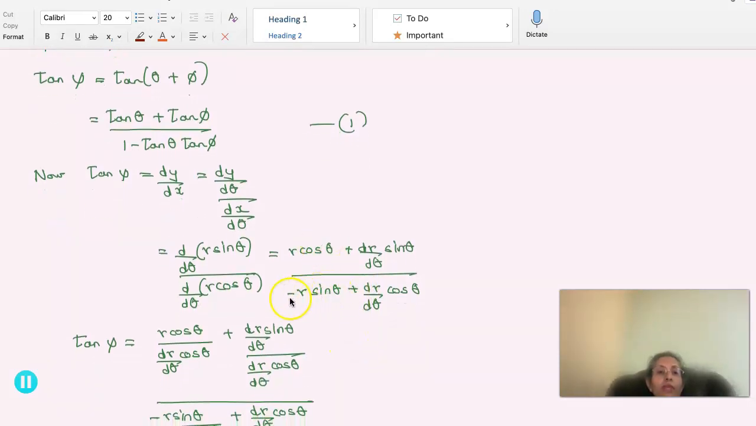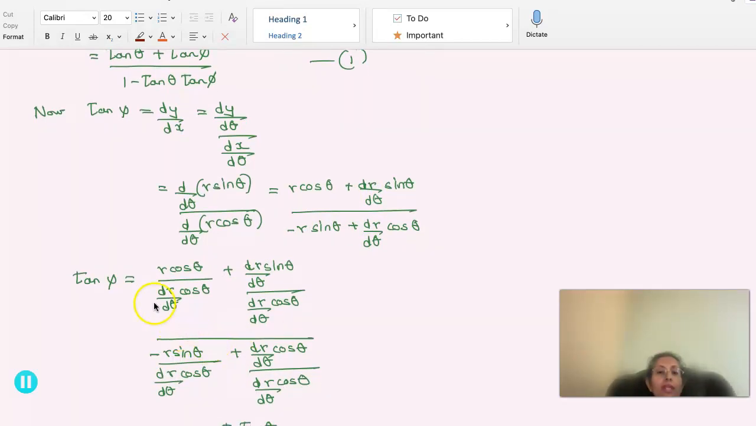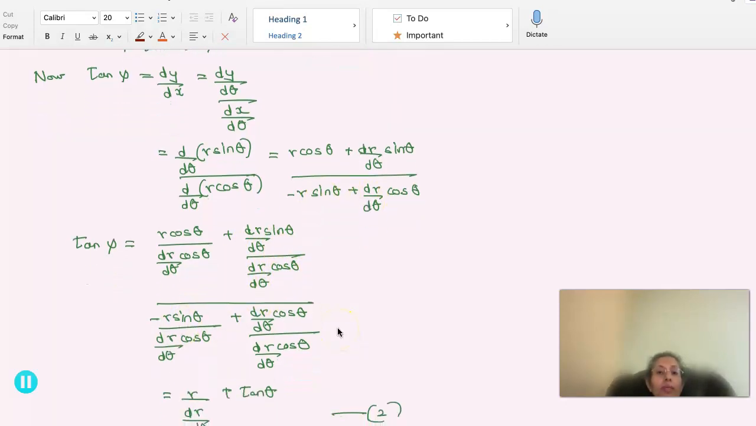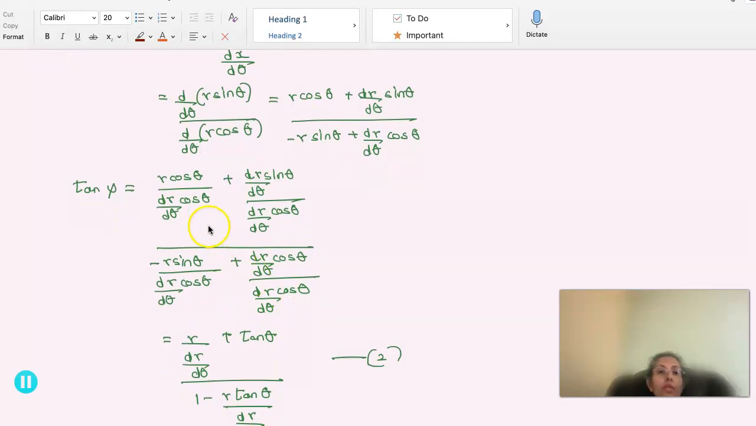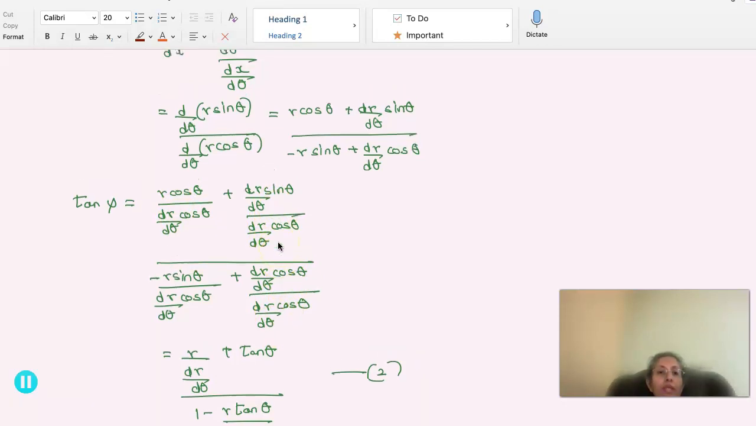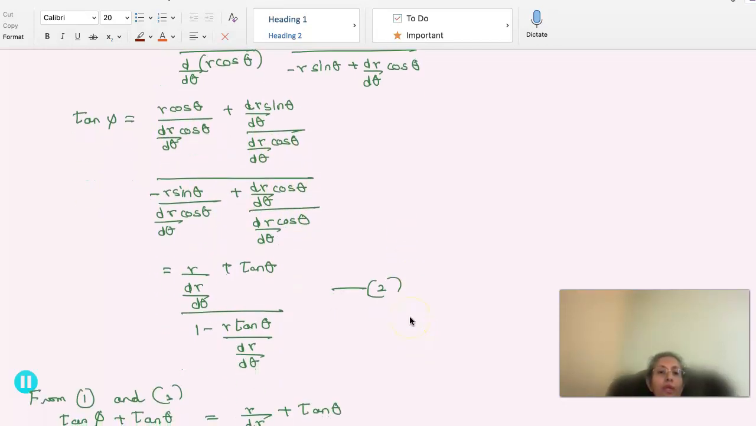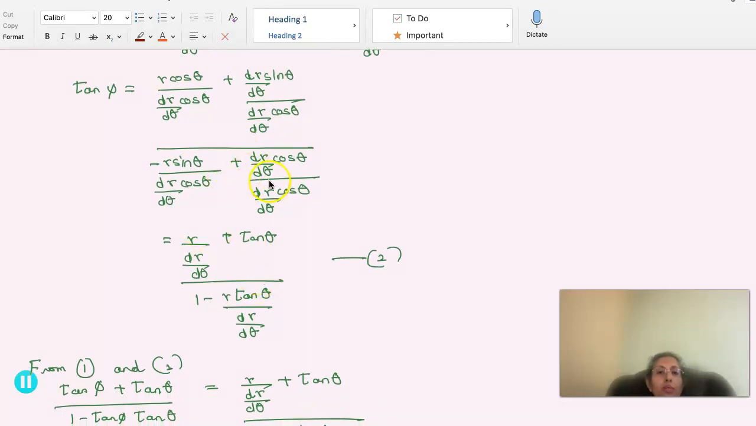So tan psi will be, now divide by dr by d theta cos theta. Tan psi will be r cos theta by dr by d theta cos theta plus dr by d theta sin theta by dr by d theta cos theta, by, again divide the numerator by dr by d theta cos theta. So you get minus r sin theta by dr by d theta cos theta plus dr by d theta cos theta by dr by d theta cos theta. That will give you, here you get r by dr by d theta, this becomes plus tan theta. Here this reduces to 1, and this is minus r tan theta by dr by d theta.